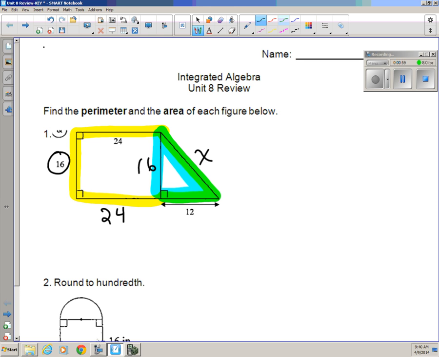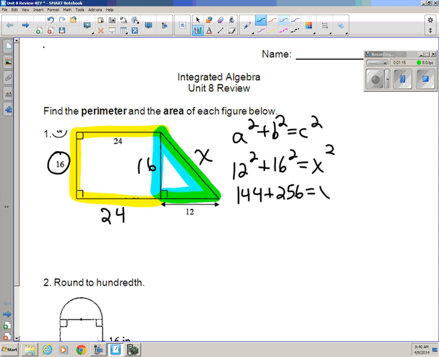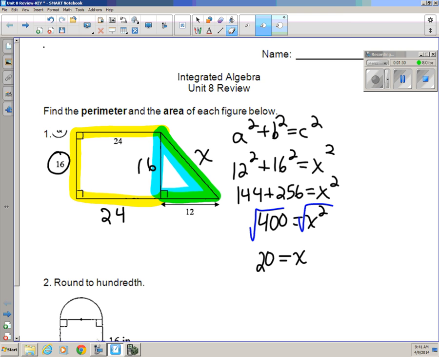So in order to find the missing side, we need to use the Pythagorean theorem. a squared plus b squared equals c squared. Our legs are 12 squared, 16 squared, x squared. 144 plus 256 is x squared. 400 is x squared. Well, how do I get the length of the side all alone? I square root both sides, and again, you're going to be using your calculator. So x happens to be 20. So now I know that this is 20.